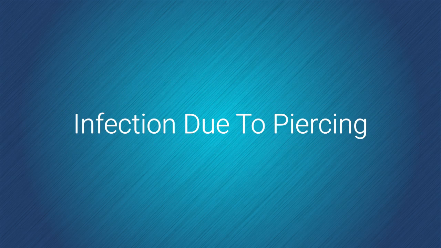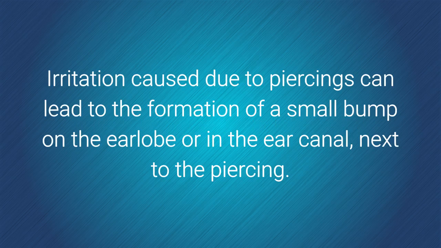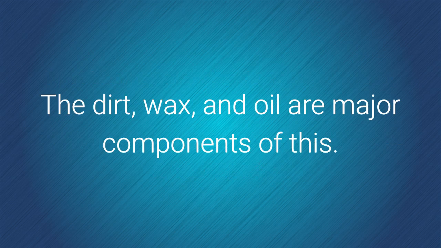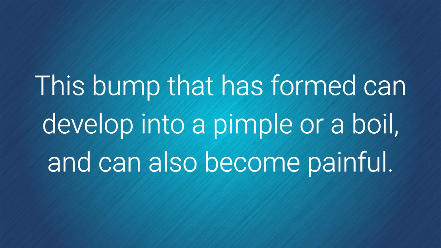Infection due to piercing. Irritation caused due to piercings can lead to the formation of a small bump on the earlobe or in the ear canal, next to the piercing. The dirt, wax, and oil are major components of this. This bump that has formed can develop into a pimple or a boil, and can also become painful.